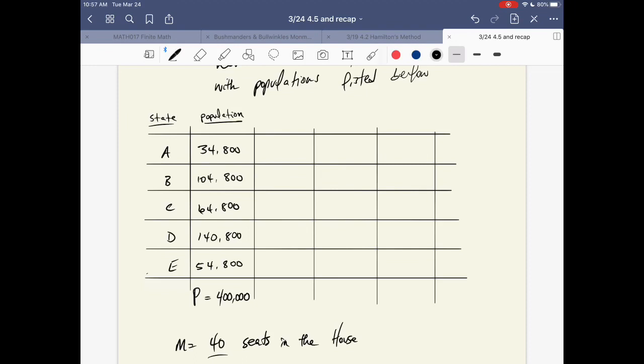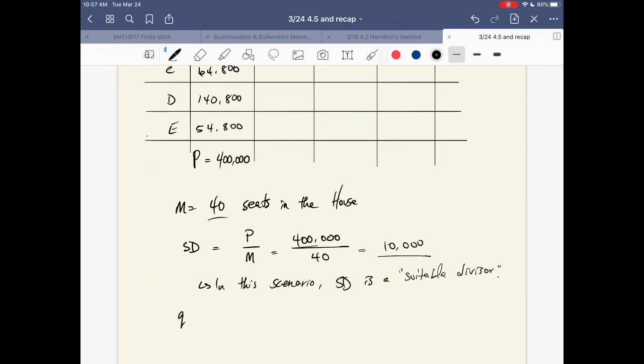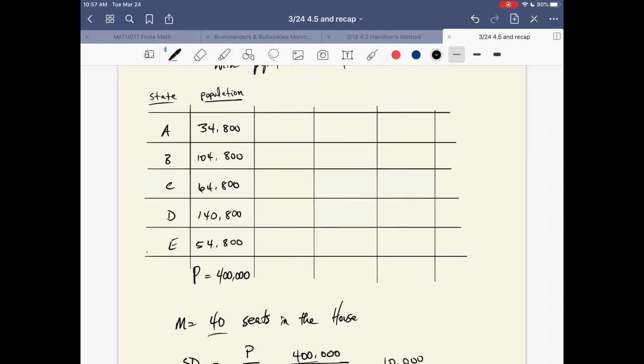Okay, so let's find some quotas then. Remember, how do we find the quota? Q sub i is the state's population divided by the standard divisor. So when we divide by 10,000, this is basically just moving the decimal point over 4 places, for the 4 zeros in 10,000.